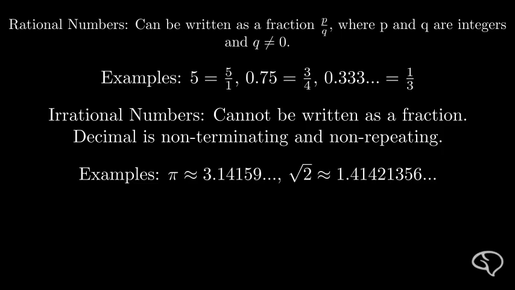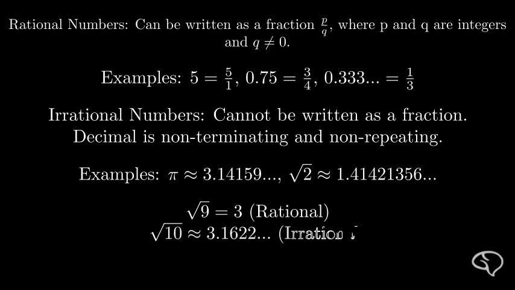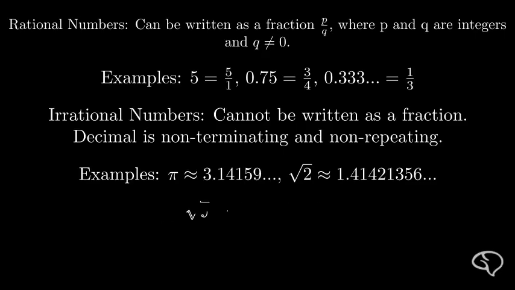So the key takeaway is this. The square root of a perfect square is always a rational number. But the square root of any other positive integer is always an irrational number. For example, the square root of 9 is 3, which is rational. But the square root of 10 is irrational. It's a number that can't be written as a simple fraction.